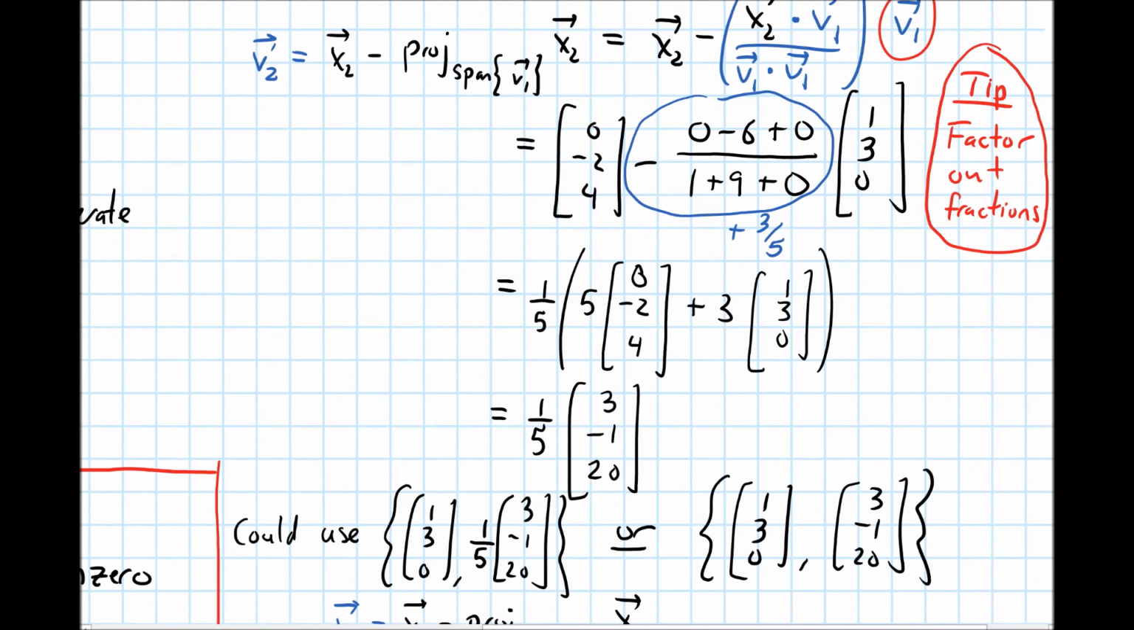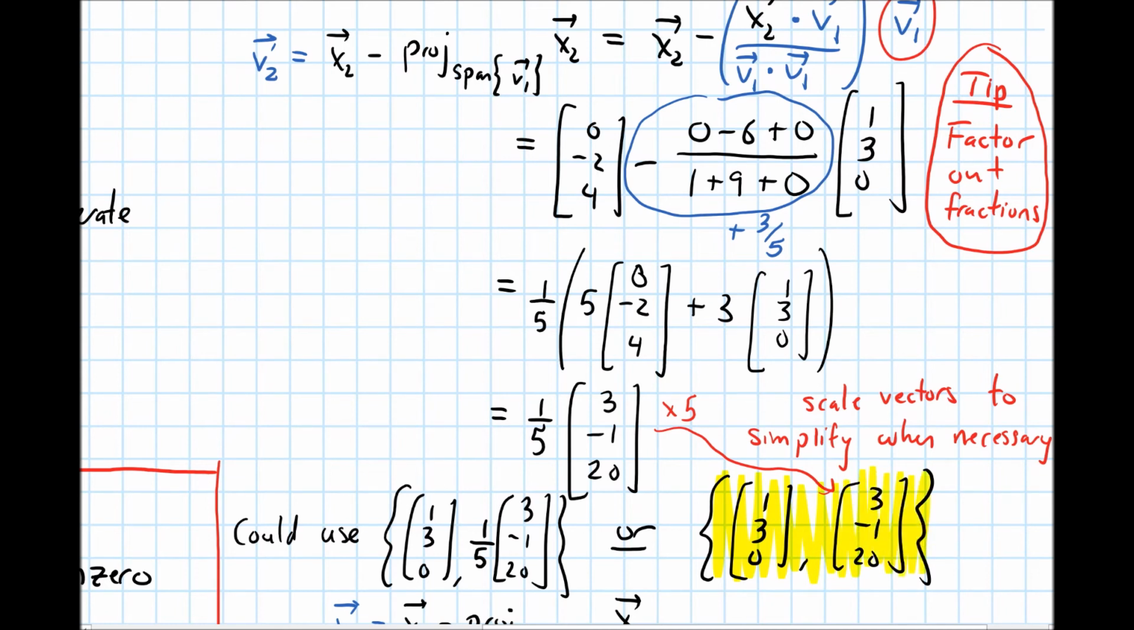So let me make a note of that as well. We can scale vectors by multiplying by a scalar. We can scale vectors to simplify when necessary. In this case, I multiplied the second vector by 5 to get rid of the fraction. So I have the choice of using the set with the 1/5 in front or using the set without the 1/5 in front. I'm going to go ahead and use the version without the 1/5 in front because that has all integers and that looks simpler.